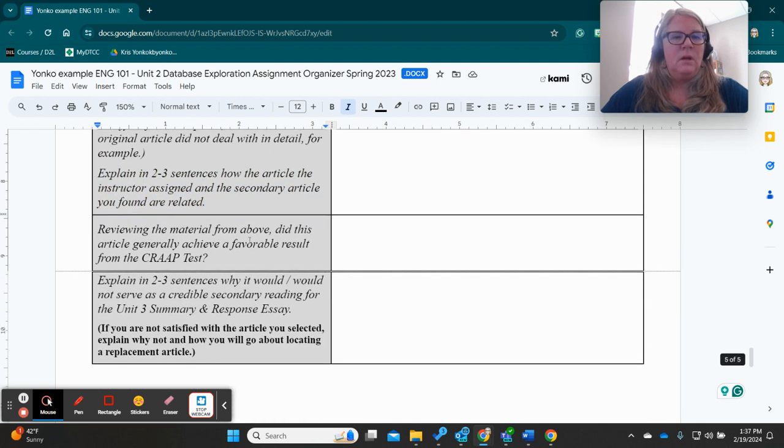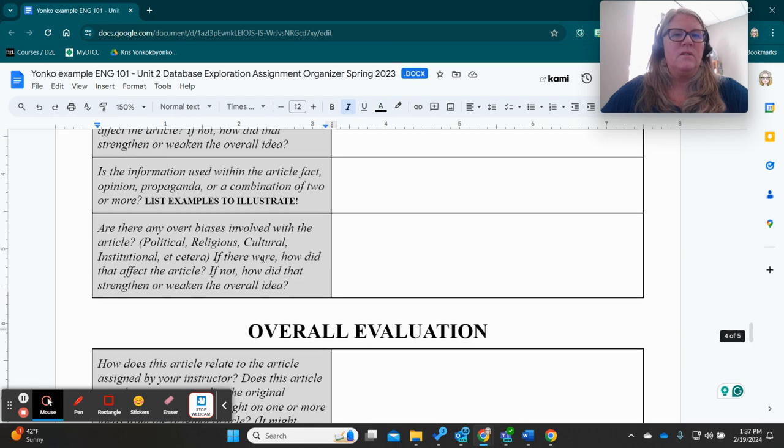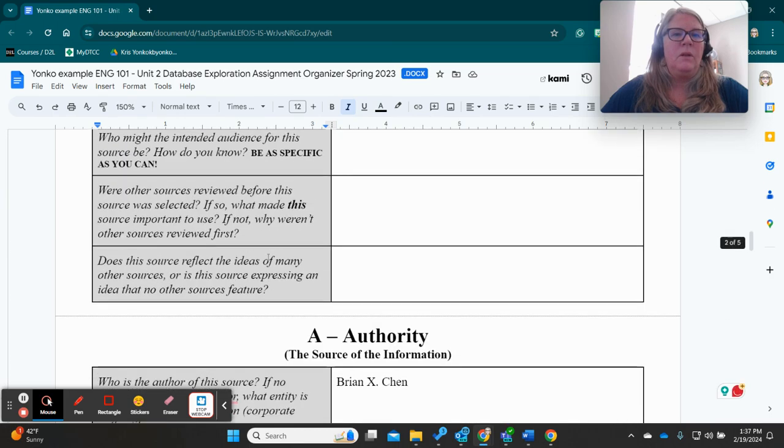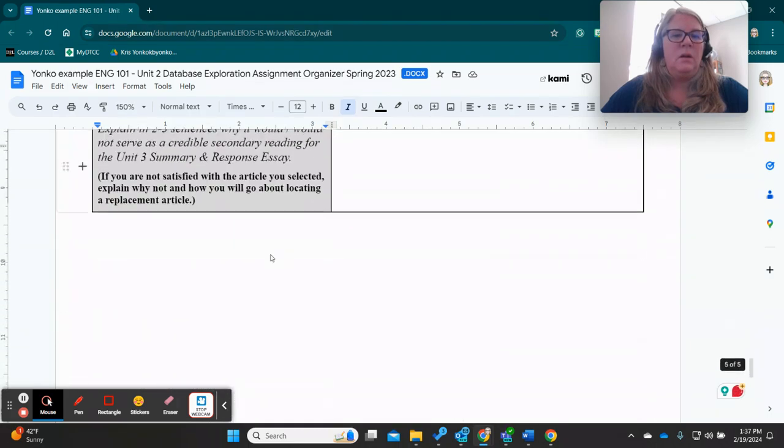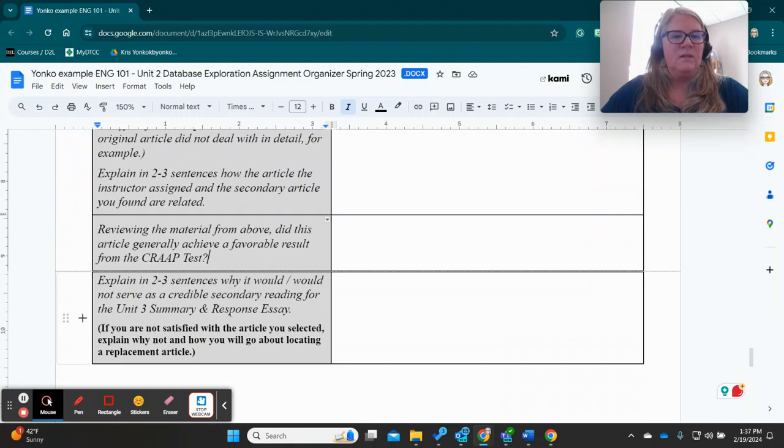2 to 3 sentences. The other thing that you need to tell me is why you think this is a credible article. So you're just going to sum up what you learned from doing the CRAAP test up here. Like basically, what are the strengths and weaknesses of the article? Okay.